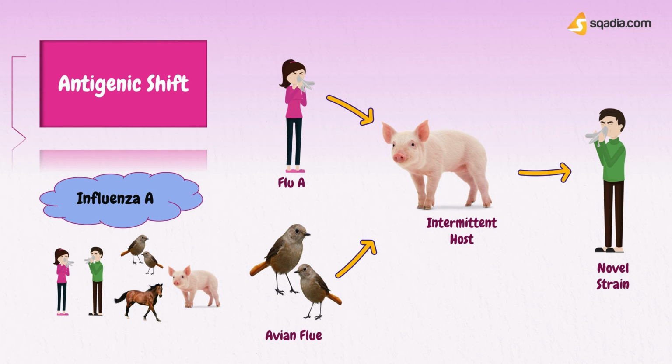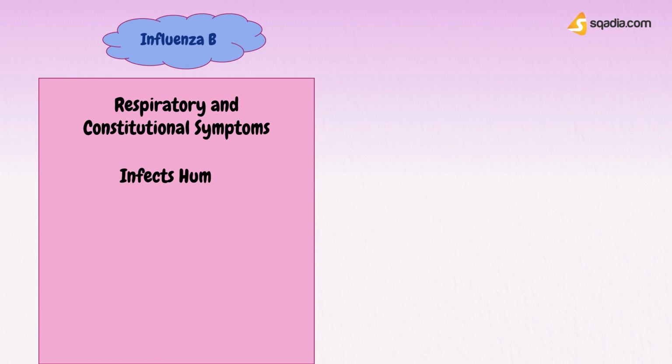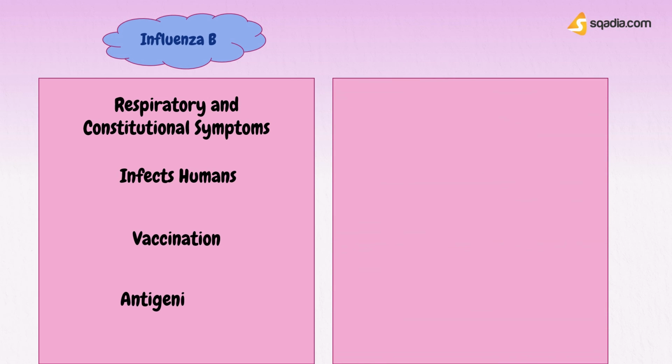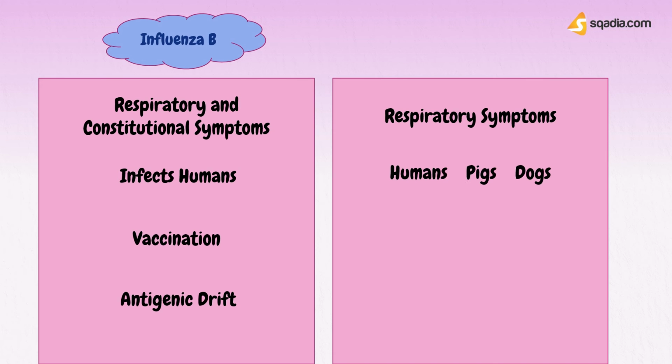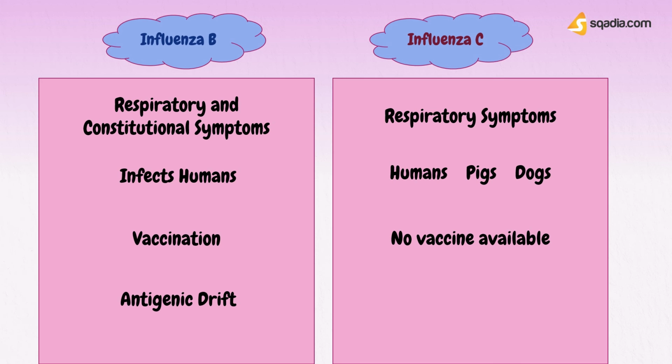As for other types, influenza B produces similar symptoms, but they are milder than influenza A. It can only infect humans. Vaccines are used to prevent infections caused by this strain. It can undergo antigenic drift, but does not undergo antigenic shift. Similarly, influenza C infection presents as mild respiratory symptoms. It can infect humans and animals. There is no vaccine available for the C strain. It can undergo antigenic drift.